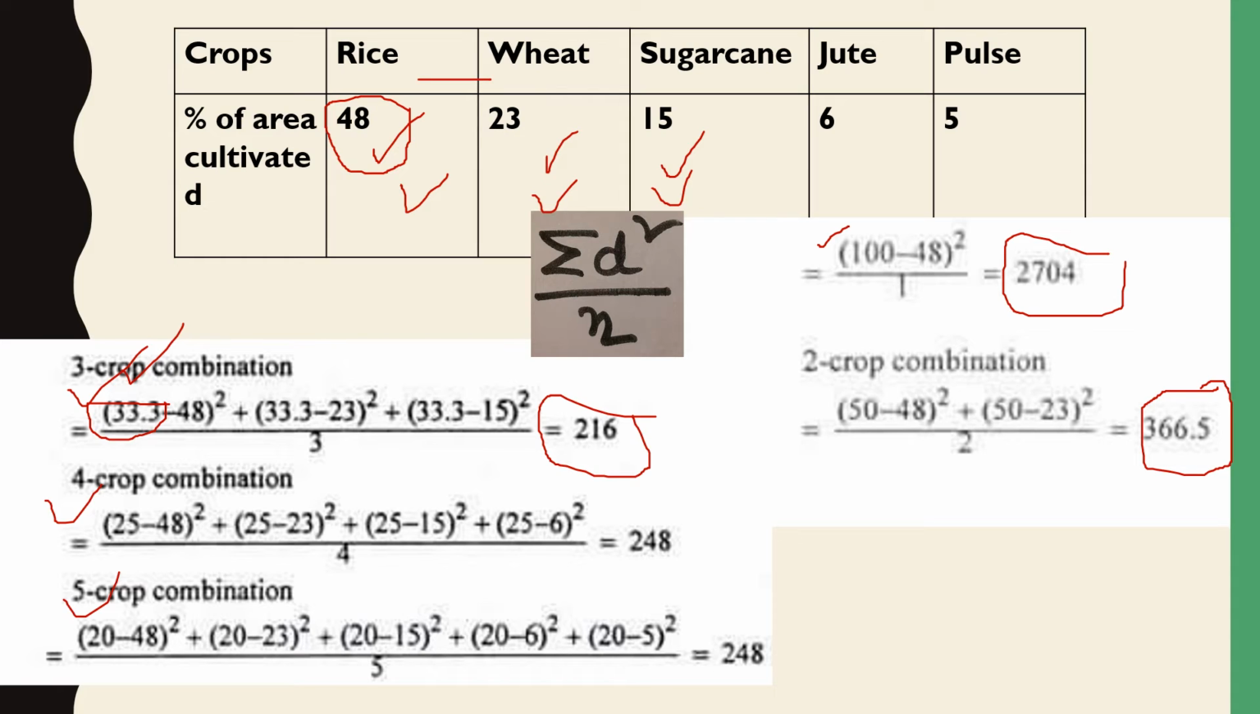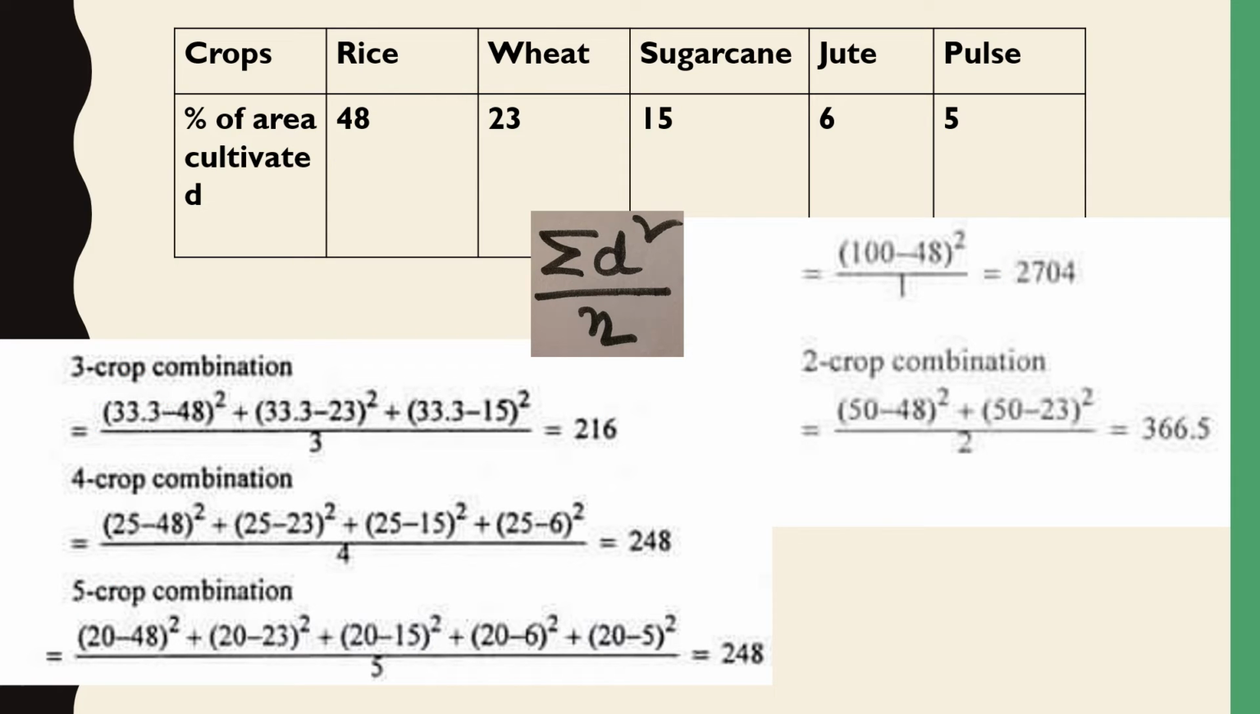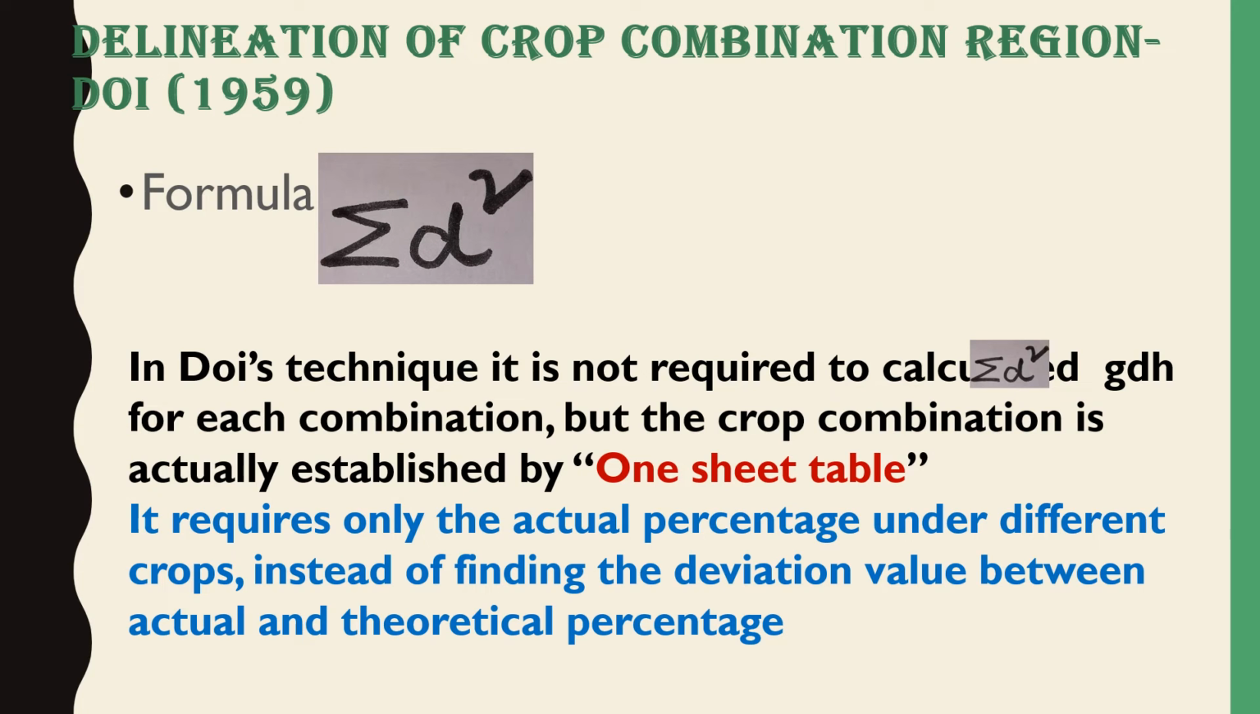So this is the basic theory and very important theory given by Weaver. Next, coming to the another delineation process of crop combination region that was given by Doi. This is the formula that was given by Doi.